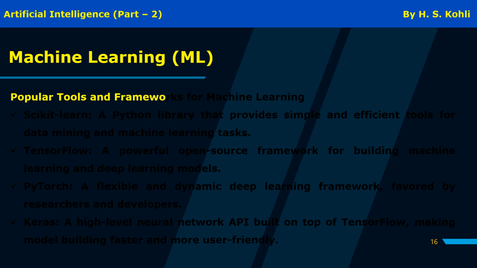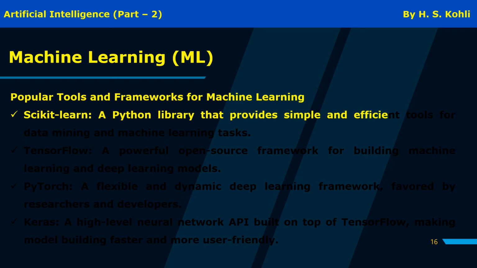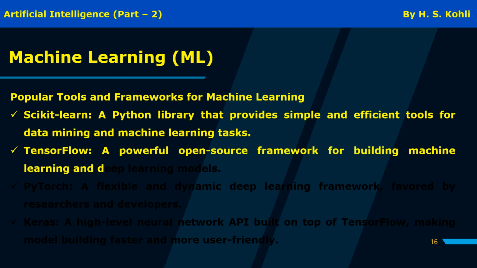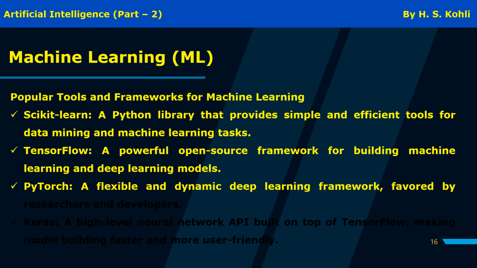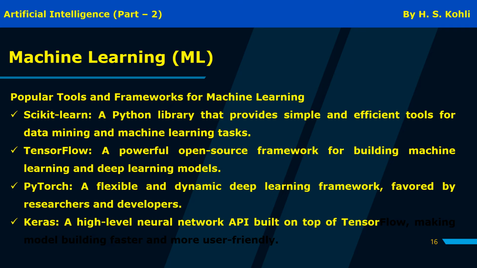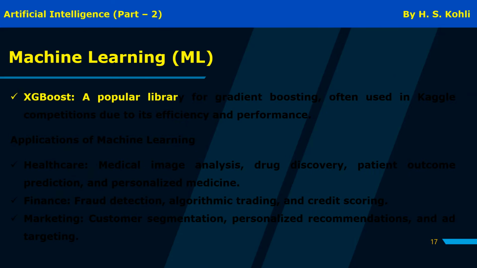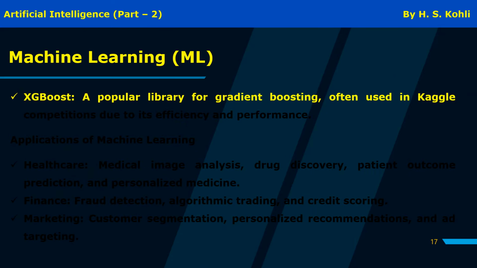Popular tools and frameworks for machine learning. Scikit-learn, a Python library that provides simple and efficient tools for data mining and machine learning tasks. TensorFlow, a powerful open-source framework for building machine learning and deep learning models. PyTorch, a flexible and dynamic deep learning framework, favored by researchers and developers. Keras, a high-level neural network API built on top of TensorFlow, making model building faster and more user-friendly. XGBoost, a popular library for gradient boosting, often used in Kaggle competitions due to its efficiency and performance.